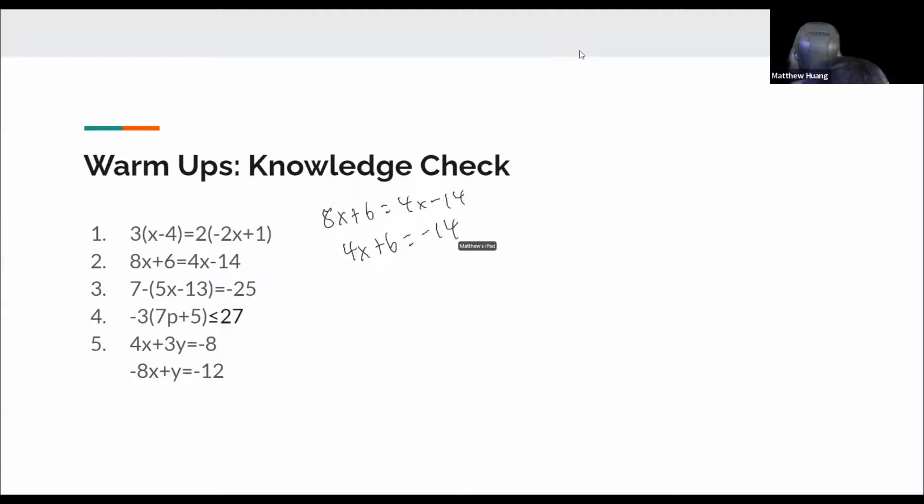Then you can move all the constants to one side. So you subtract 6 from both sides. So it turns into 4x equals negative 20, right? And then you can divide by the coefficient, which is 4. And then that turns into x is equal to negative 5. So that's the answer for number 2. Are there any questions for this problem?